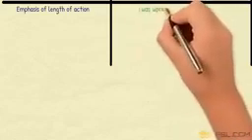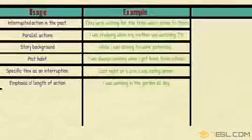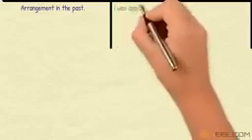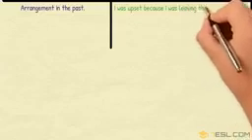Emphasis of length of action. I was working in the garden all day. Arrangement in the past. I was upset because I was leaving there that morning.